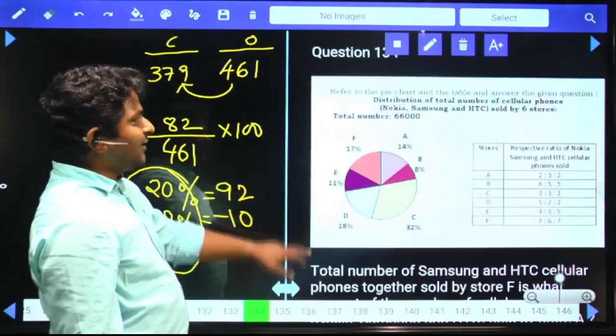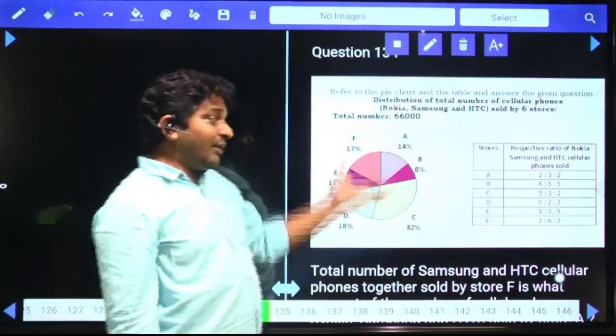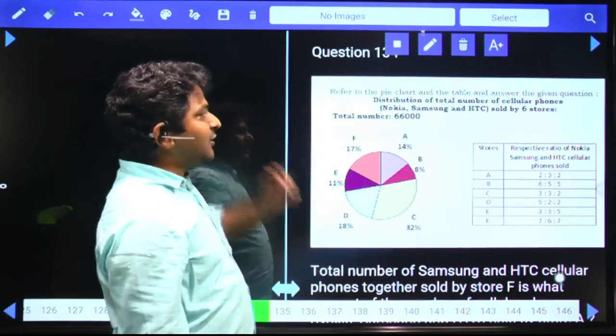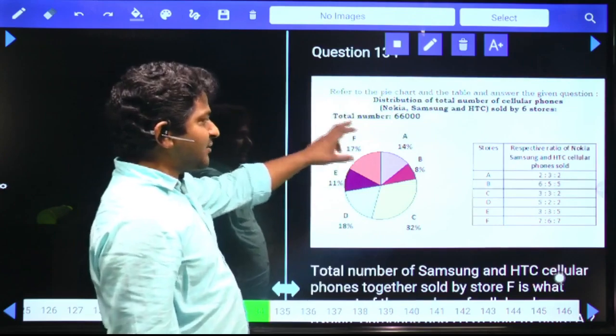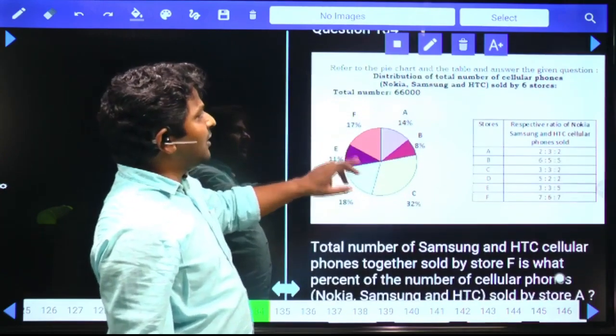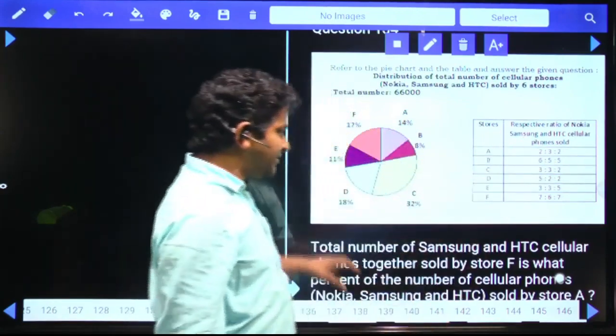This is different again. Two images are there. Comparatively single image, whenever you have two images, that takes time. Distribution of total cellular phones, we have 66,000, A, B, C, D, E, F. These are all cell phone distributors. Respective ratio of Nokia, Samsung and then HTC, right.